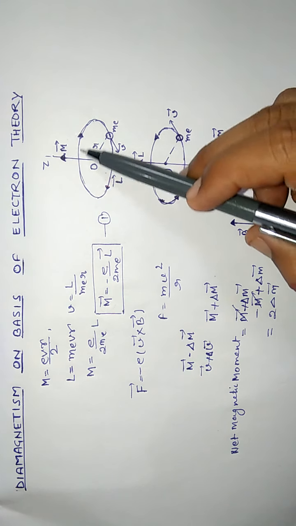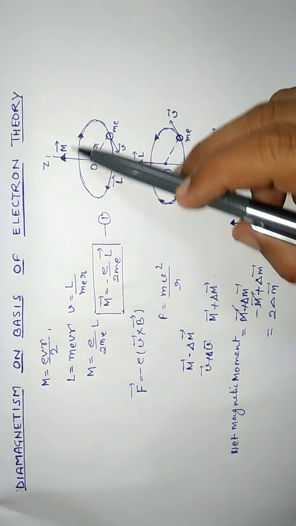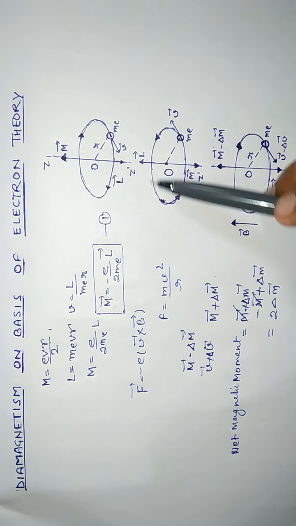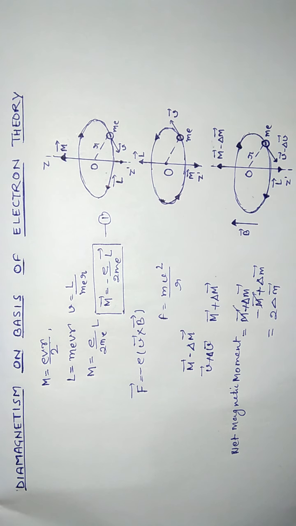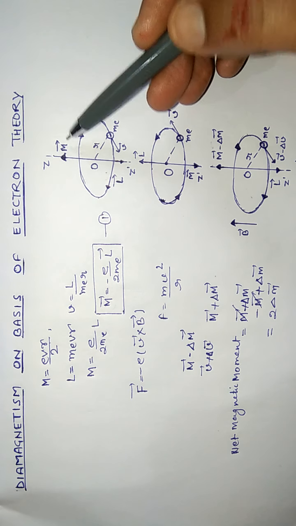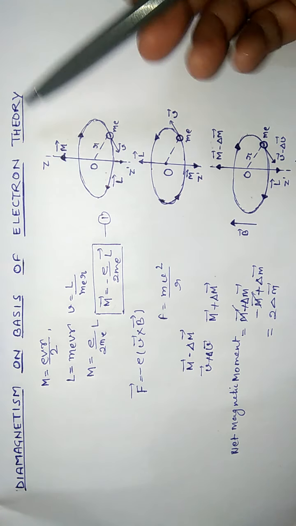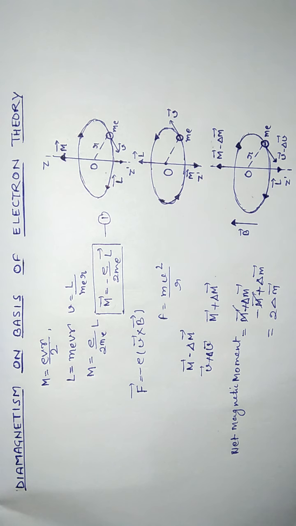This is the diagram for an electron which is revolving in the clockwise direction, while this is the figure for an electron which is revolving in the anti-clockwise direction. Here we can see that the magnetic dipole moment of the first is acting in the upward direction, while the magnetic dipole moment of the second is acting in the downward direction.